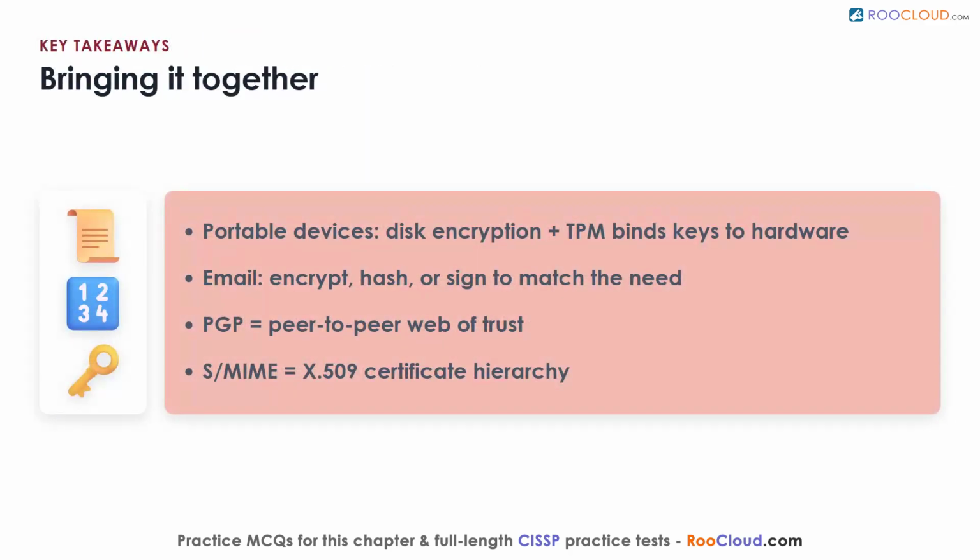So let's bring it together. Applied cryptography starts with protecting data at rest on portable devices through built-in disk encryption, reinforced by a trusted platform module that ties keys to the hardware and the user. For email, you match the mechanism to the need, encrypting for privacy, hashing for integrity, and signing for authentication and non-repudiation. Pretty good privacy builds a peer-to-peer web of trust, while MIME leans on X.509 certificates. Master these, and you can secure real devices and real messages with confidence.